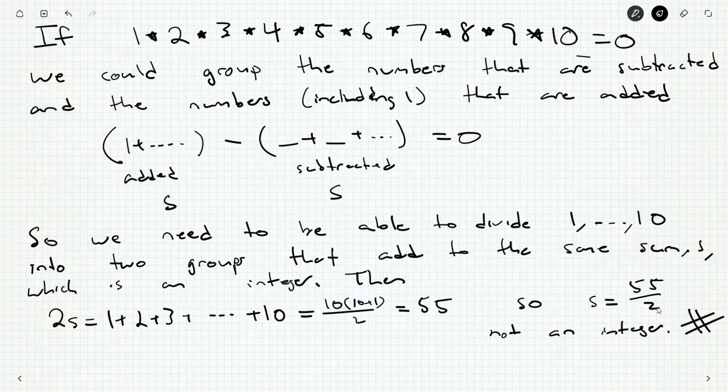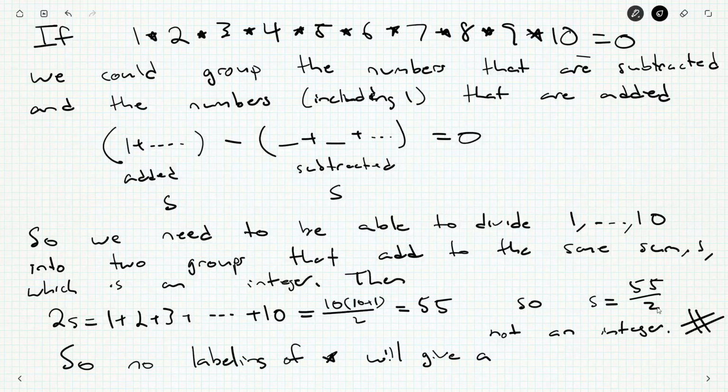So this is what we call a contradiction. We know it has to be an integer, and yet the math says it isn't an integer. We've got a problem. So our original assumption that we could replace these in some way to get 0 is false. So no labeling of our stars, no changing of our star operations will give a sum of 0.